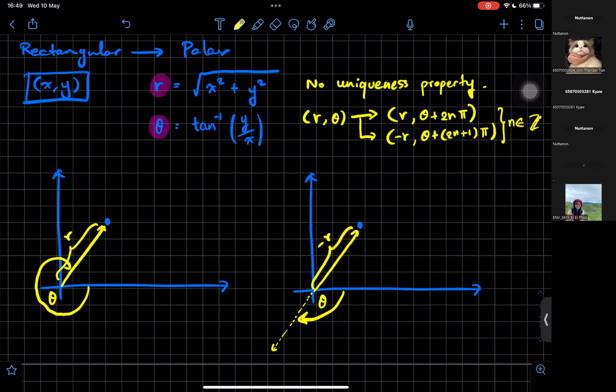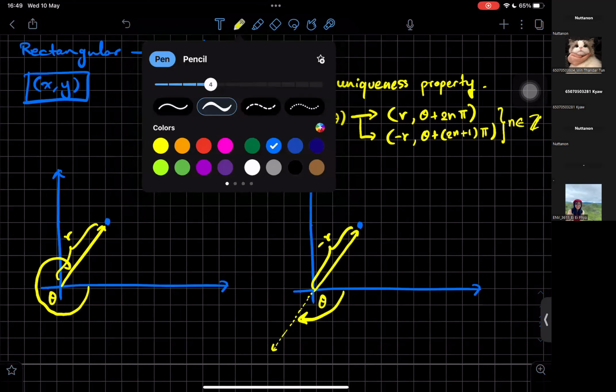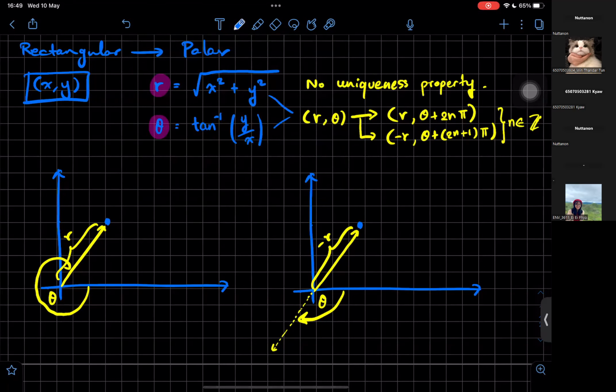Okay, so when they ask you to change from rectangular coordinates to polar coordinates, when you put in this equation, right, you will get the main one. If it's not in the answer, right, in the multiple choice, then try to add this. Okay, and one of them will be in the multiple choice.